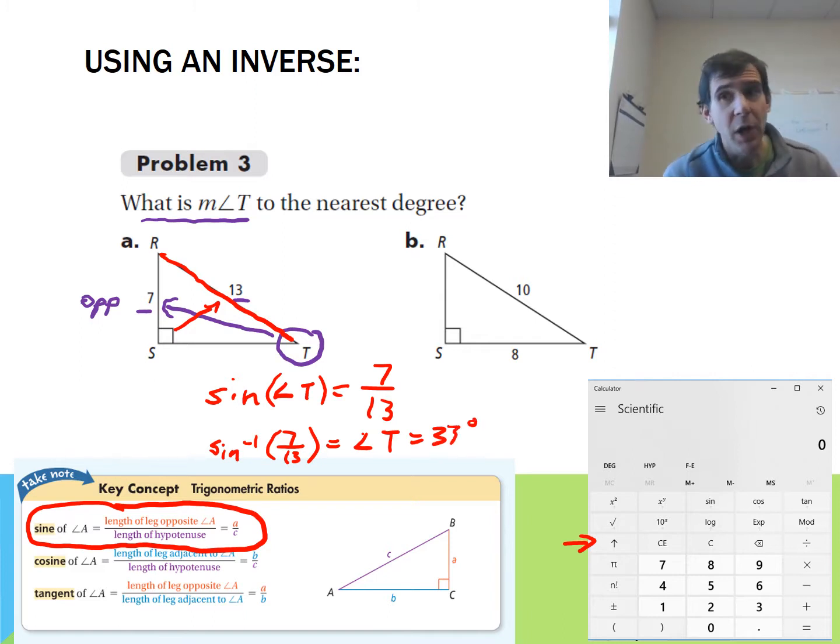Okay, so go ahead and punch that into the calculator. Don't just watch it. Punch it into your calculator and make sure you can do this. Sometimes people do everything right and then they just struggle with the calculator at the end. So don't let that happen to you. Now let's look at B.